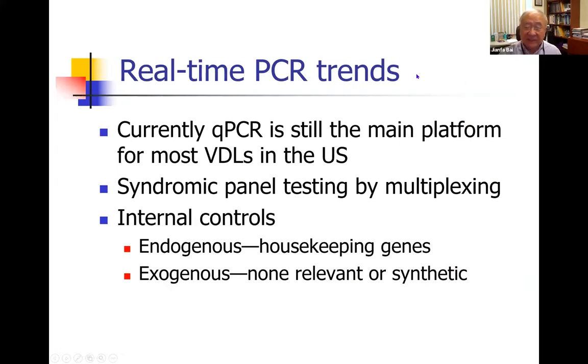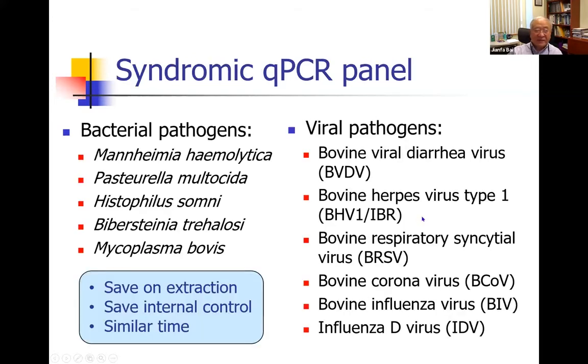So what are the current trends for PCR? It's still the major platform everybody is using, we know it. And people started doing syndromic panel testing and including internal controls. I'm going to use one example. This is a bovine respiratory panel.